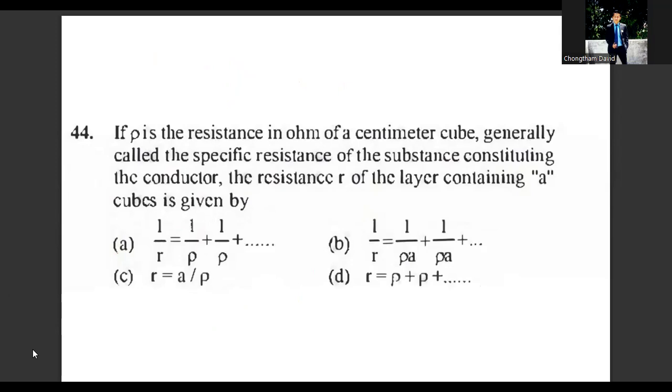Question number 44. If rho is the resistance in ohm of a centimeter cube, generally called the specific resistance of the substance constituting the conductor, the resistance R of the layer containing A cube is given by. So for 44, the reciprocal of resistance is what? Conductance, right? So we can add the conductance and not the resistance. And hence, 1 by R would be equal to 1 by rho, etc., up to the limit given to you. So A is the answer to question number 44. I hope it is understood.